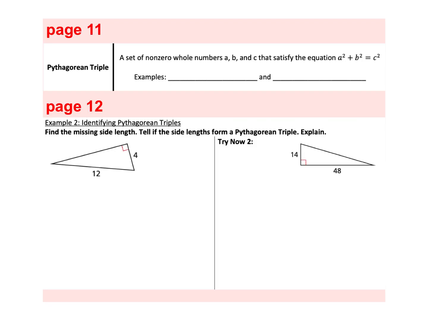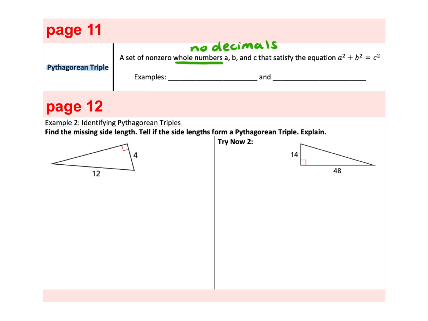In this next example, we're going to look for a Pythagorean triple. A Pythagorean triple is a set of non-zero whole numbers. Whole numbers mean no decimals, no fractions. So just a nice whole number, A, B, and C, that satisfy the equation a squared plus b squared equals c squared. So far, the examples that we've looked at have all had one side that we had to round, where it wasn't a whole number.